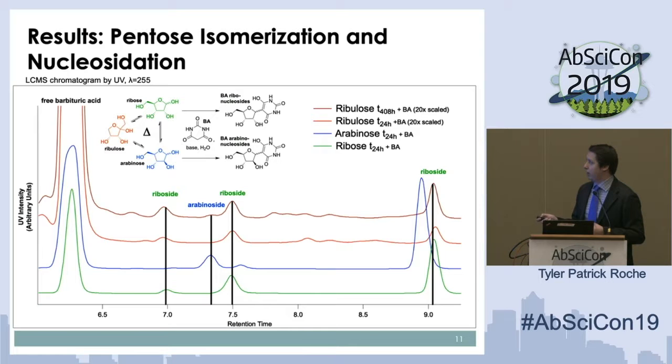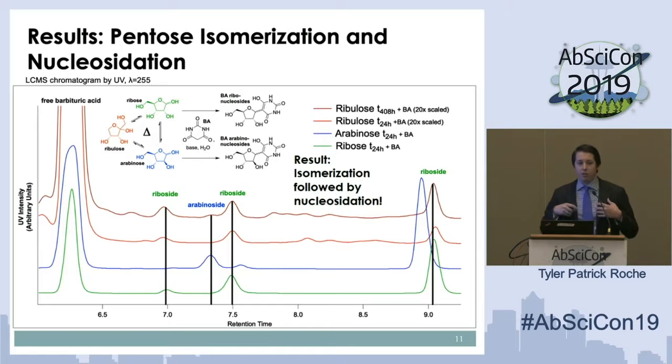Now, I have scaled these up. The yield of the nucleoside formation is small, so I've scaled up so that you can see the formation of these peaks. And what you can see is that the formation of the riboside peaks are increasing as you allow ribulose to isomerize over time. And you can kind of also see the formation of this small arabinoside peak as well. So the result of this is that once you allow ribulose to isomerize in solution, it can go to either ribose or arabinose, which then, once I add barbituric acid, will react to form these nucleosides.